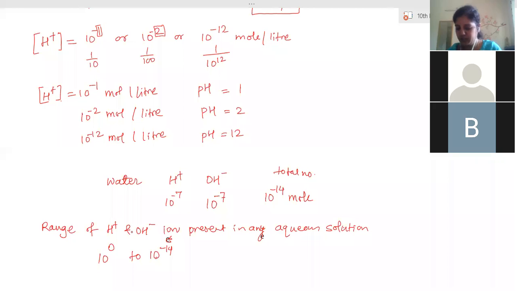Here water, which is neutral, has an equal number of H plus and OH minus ions. That means 10 to the power minus 7 H plus and 10 to the power minus 7 OH minus are present. If only H plus ions are present, or only very negligible OH minus ions, the maximum value is 10 to the power 0, and 10 to the power minus 14 moles per liter is the minimum value.